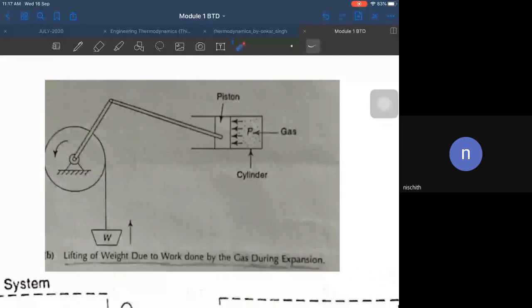Namita Nair. Namita. Yes, sir. So thermodynamic definition of work. Work is said to be done by a system on its surroundings if the sole effect external to the system could be raising of the weight. That's great. That's correct.